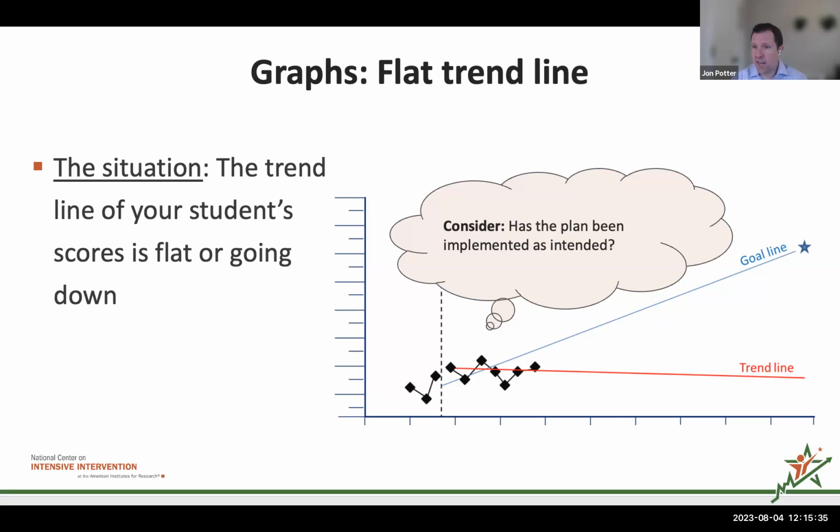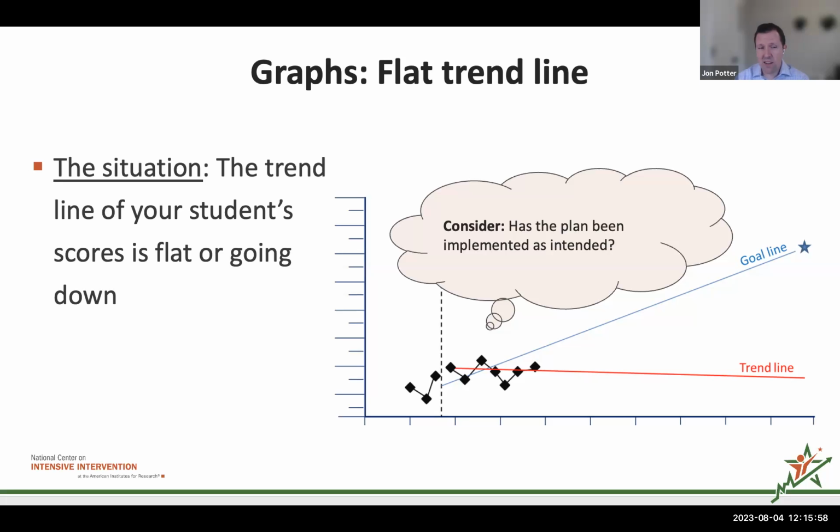And if we're not, that's the first thing I would change, because we assume that if we got some match, we should see some level of growth. It may not be enough growth to catch up, but we should see an upward trend. If we're not seeing an upward trend, it might be about fidelity. It may also be the wrong progress monitoring measure, one not matched to the student need, but if they're not going up, I would first look at fidelity.